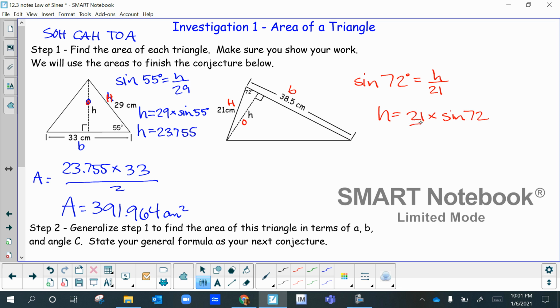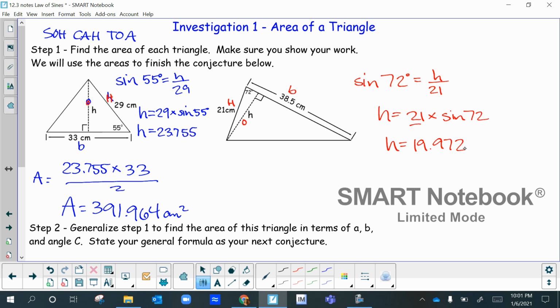And then H is going to equal, so don't forget to use your calculator and make sure it's in degree mode. It should still be degree mode. 21 times sine of 72 equals about 19.972. All right, so that's your height.